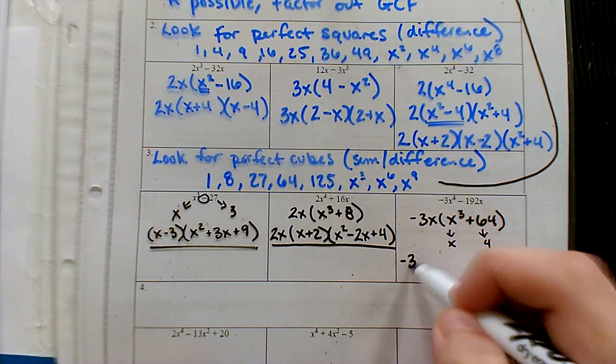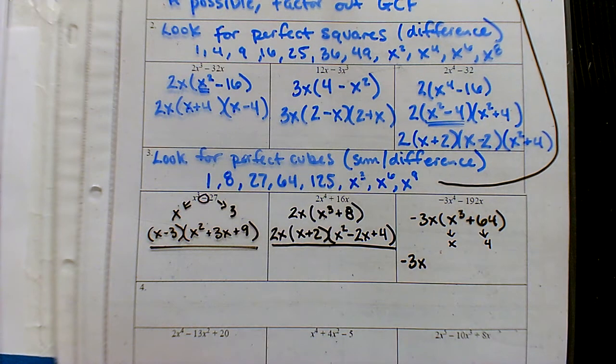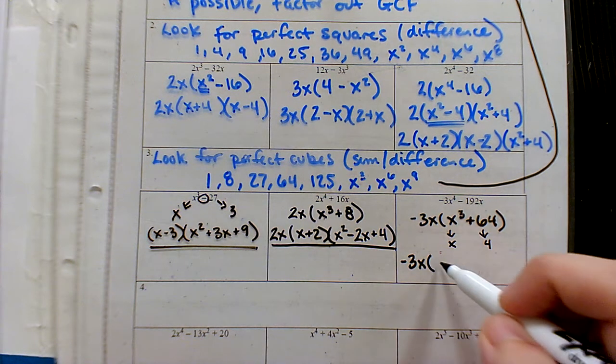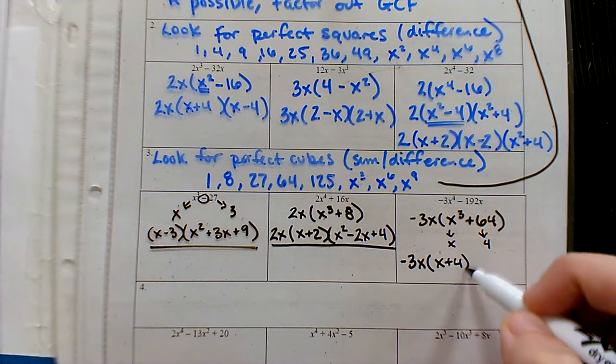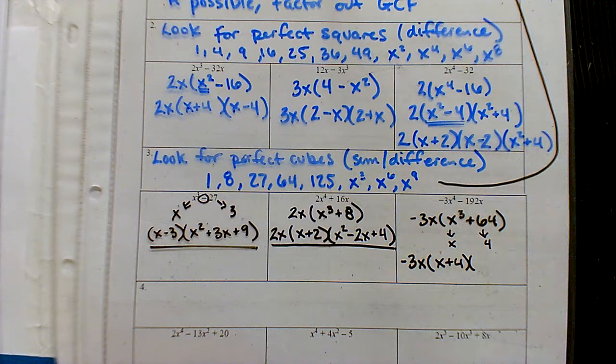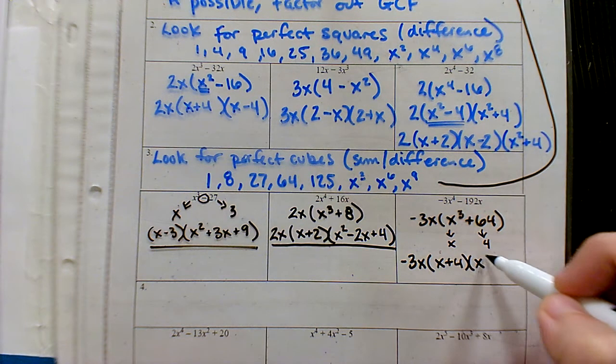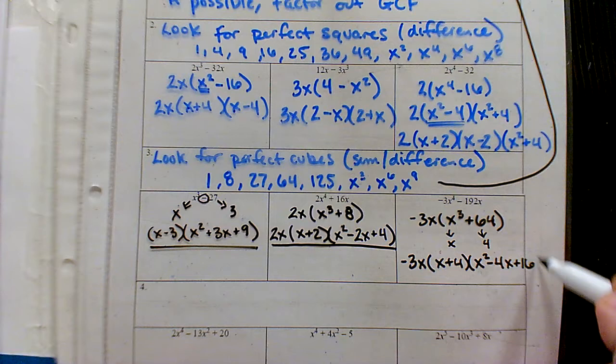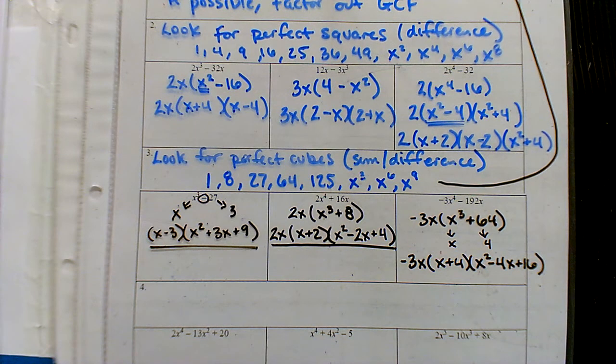Perfect. Okay, so we are adding perfect cubes. Our perfect cube for x cubed is x. Our perfect cube for 64 is 4. So if we're adding those, we need an x plus 4 as the first factor. And then the second factor, we have x squared minus 4x plus 16. How'd you do?